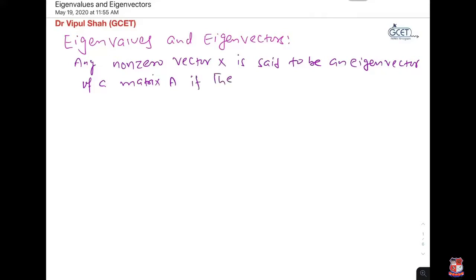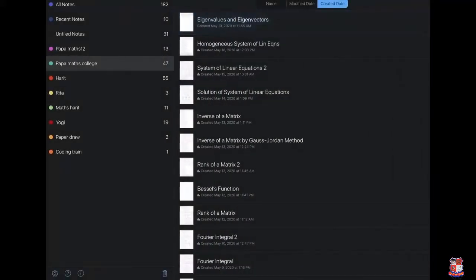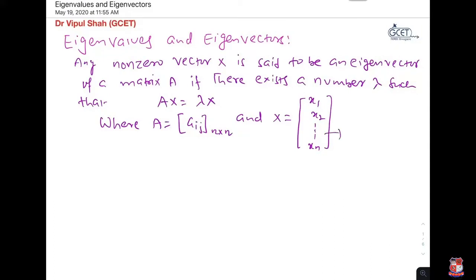If there exists a number lambda such that Ax equal to lambda x, where A is a square matrix, say Aij, and x is a column matrix like this, x1, x2, and so on, xn. This is a non-zero vector.